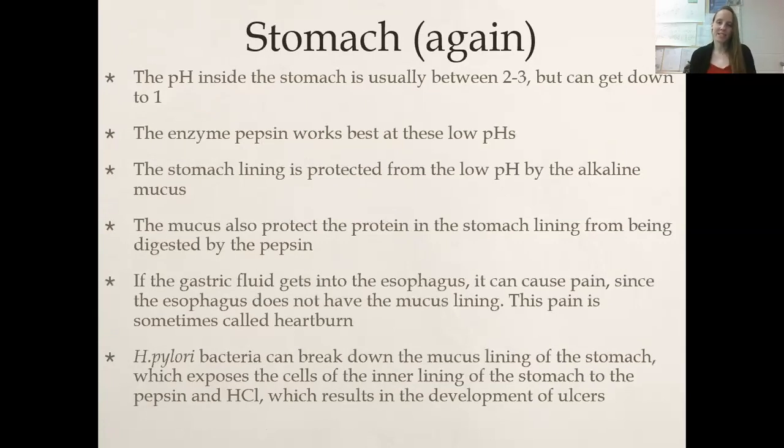The pH inside of the stomach is usually between 2 and 3. That is because of the hydrochloric acid, which is a fairly strong acid. The enzyme pepsin works best at these low pHs. So if the pH of the stomach did for some reason get too high, the pepsin would stop functioning.